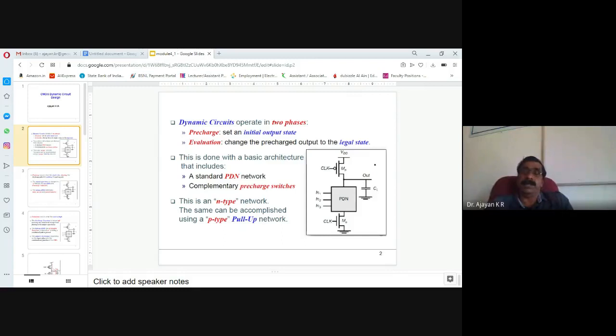Then during the negative period, if you consider the transistor MN, the clock is 0, that is VG is 0, and VS is connected to 0, so VGS is 0 minus 0, which becomes 0. So that transistor is off. Whatever the condition of the pull-down network, the output capacitor will not be connected to ground. So during the entire negative or zero period of the clock, the output will be held at a high state.